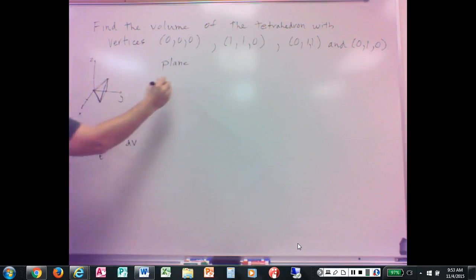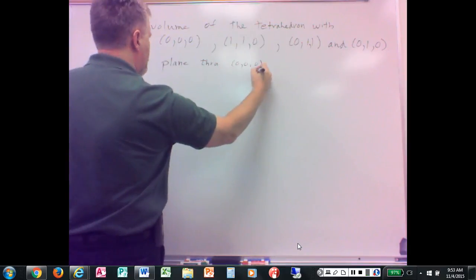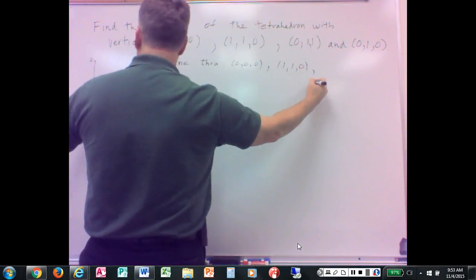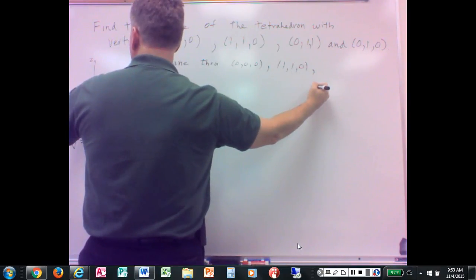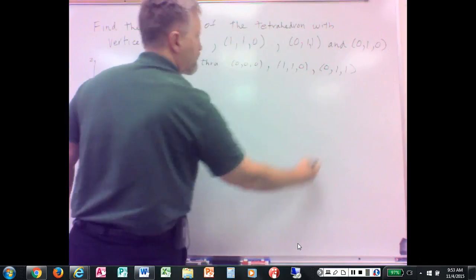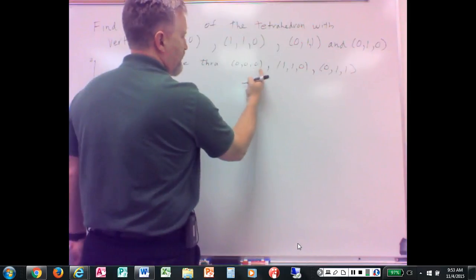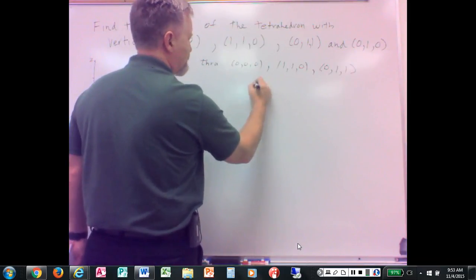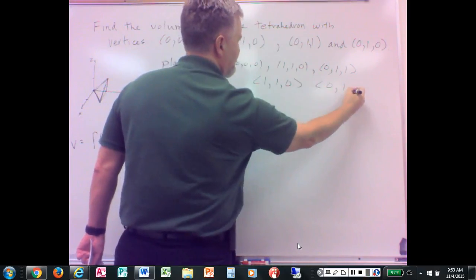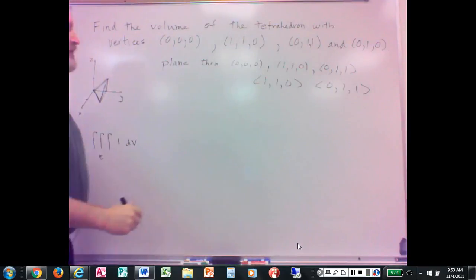It's (0, 0, 0), (1, 1, 0), and (0, 1, 1). Okay, let's get two vectors. We can just start with (1, 1, 0) and (0, 1, 1), right? We go from this point to this, and then that to that. It's very simple. And so our normal vector then.